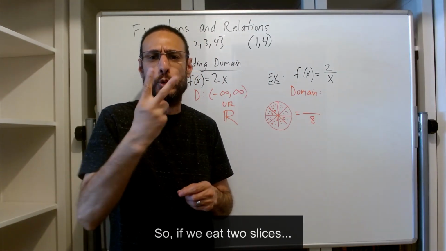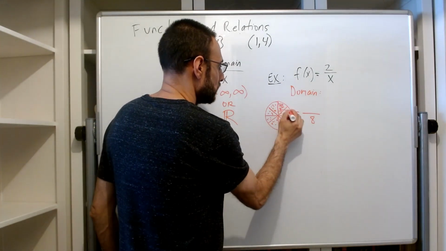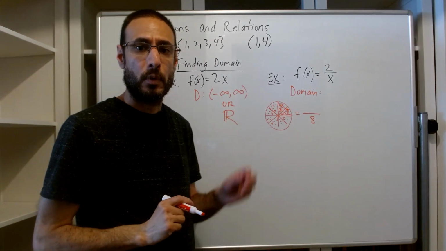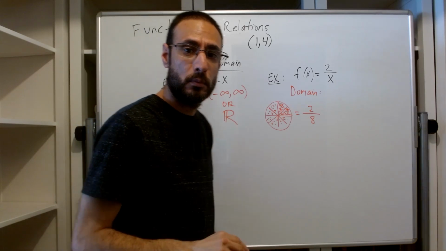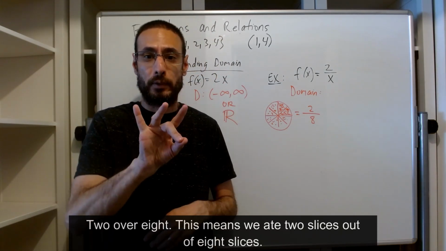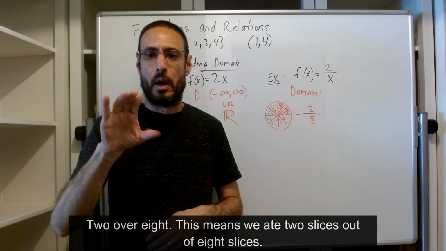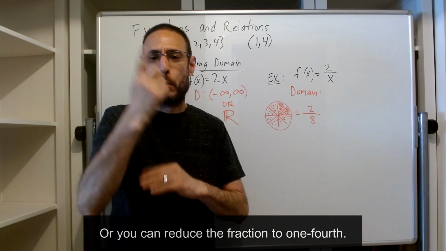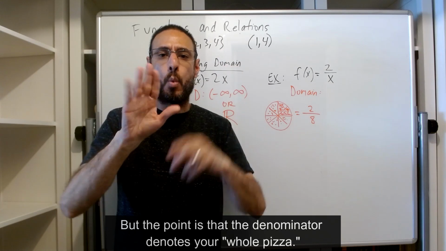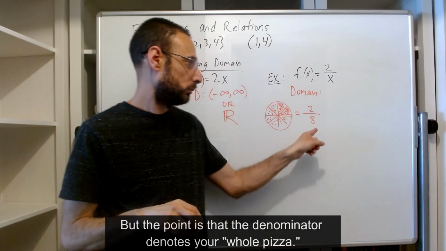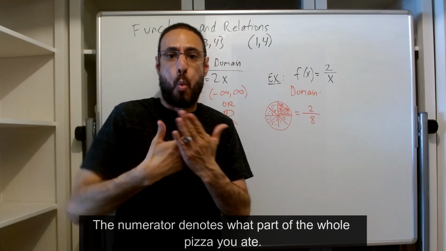So, if we eat 2 slices, put 2 here. 2 over 8. This means we ate 2 slices out of 8 slices. Or you can reduce the fraction to 1/4. But the point is that the denominator denotes your whole pizza. The numerator denotes what part of the whole pizza you ate.